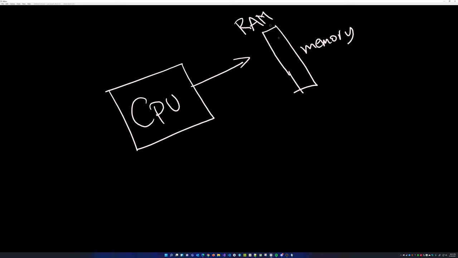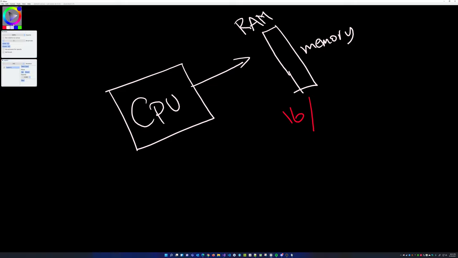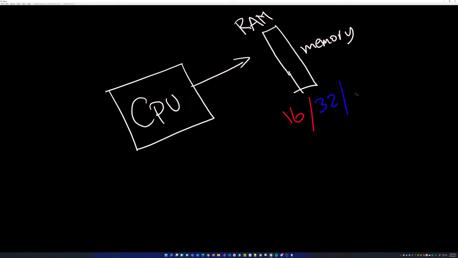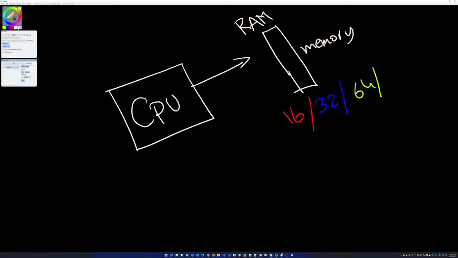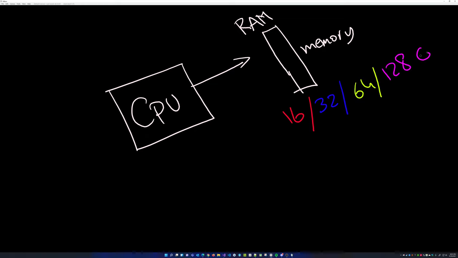Essentially, whenever you go and buy a computer, they're going to tell you your computer has anywhere between any of these values, right? 16, 32, 64, 128 GB of RAM. Or if you have a really low end, it'll be like 8 GB.